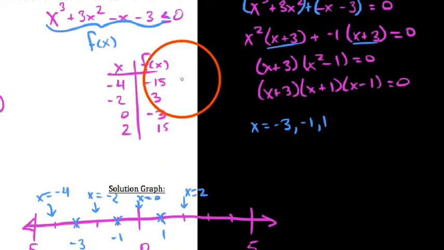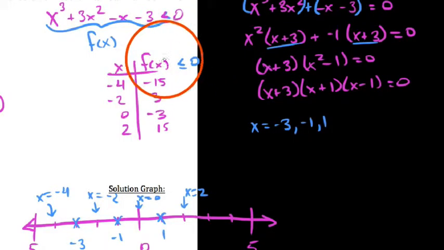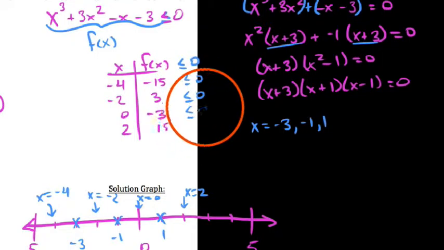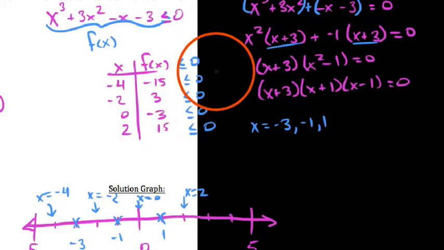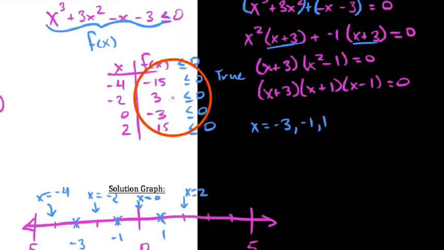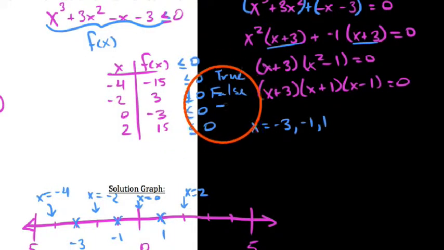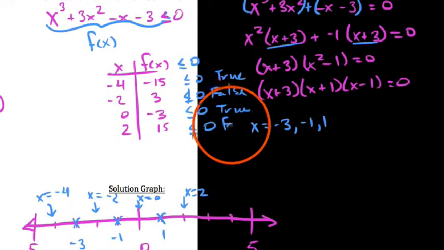Essentially what I want you to see is that in each of these cases what we were asking is where f of x is less than or equal to 0. And so what I want to know is, did we get true or false values here? Negative 15 is less than or equal to 0. It's true. Whereas if we were to say 3 is less than or equal to 0, that's certainly a false statement. Also, negative 3 is less than or equal to 0 is true. And 15 less than or equal to 0, that is a false statement.